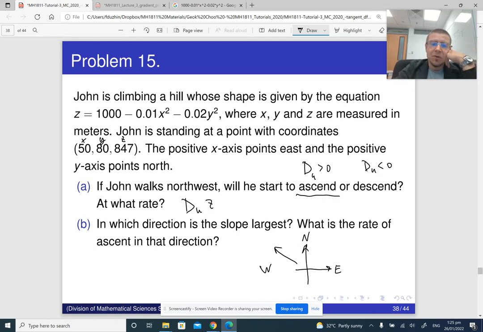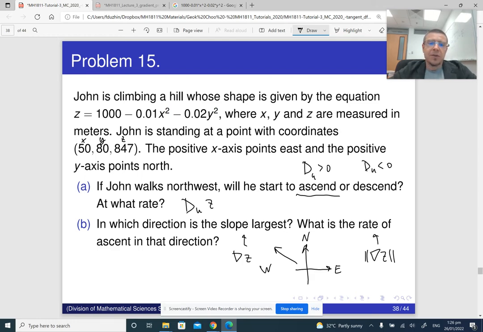In part B, in which direction is the slope largest? This means in which direction our function increases most rapidly, and the answer to this part is just the gradient of z. And what is the rate of ascent in that direction? The answer is the norm of the gradient of z. So I guess we can just start doing the question.